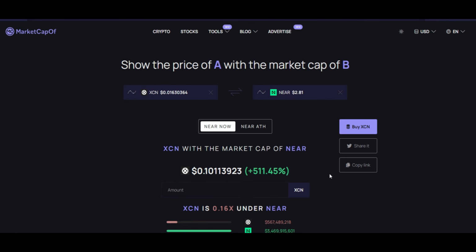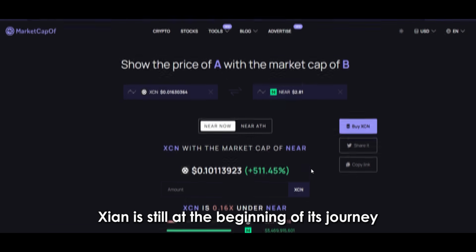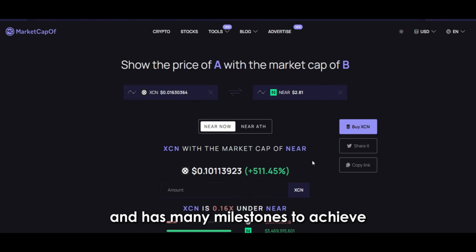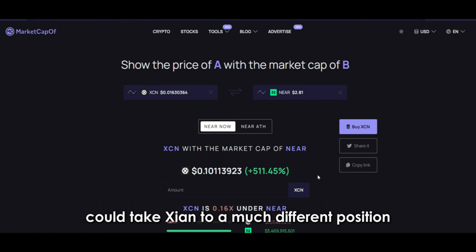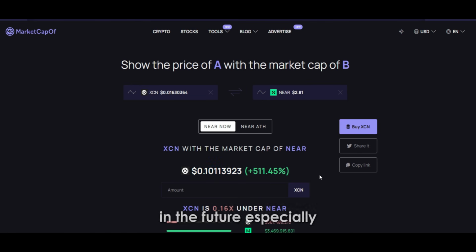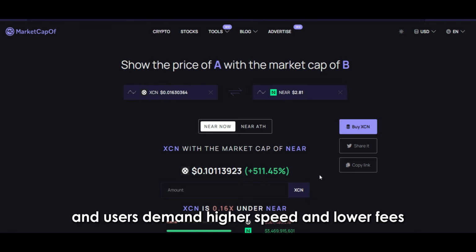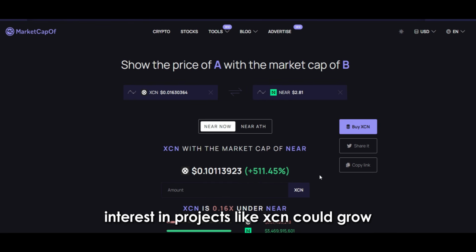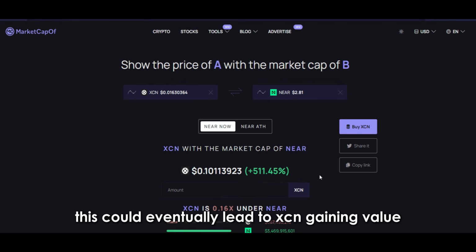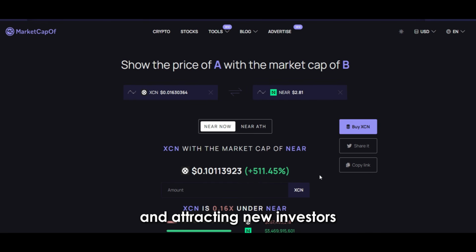At its current stage, it's clear that XCN is still at the beginning of its journey and has many milestones to achieve. However, this long journey, if approached with the right strategies, could take XCN to a much different position in the future. Especially as competition among Layer 1 projects increases and users demand higher speed and lower fees, interest in projects like XCN could grow. This could eventually lead to XCN gaining value and attracting new investors.